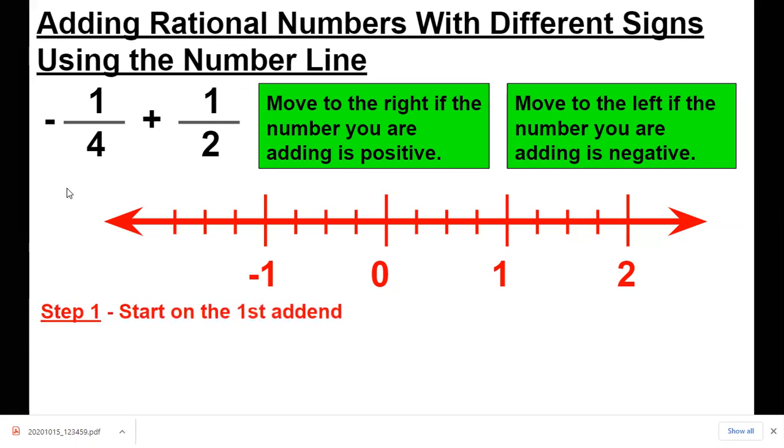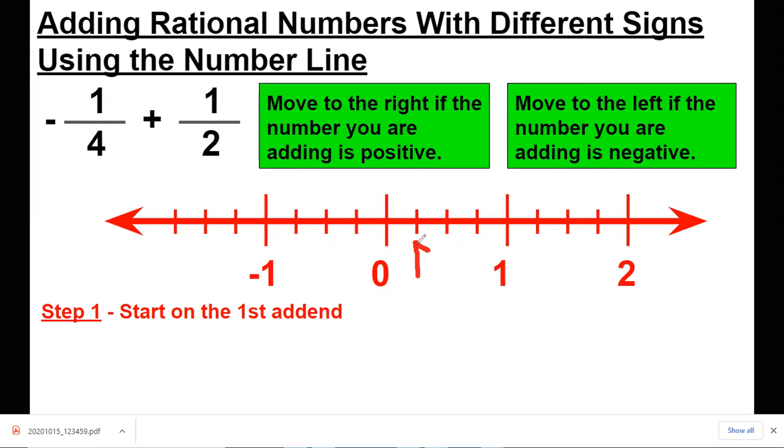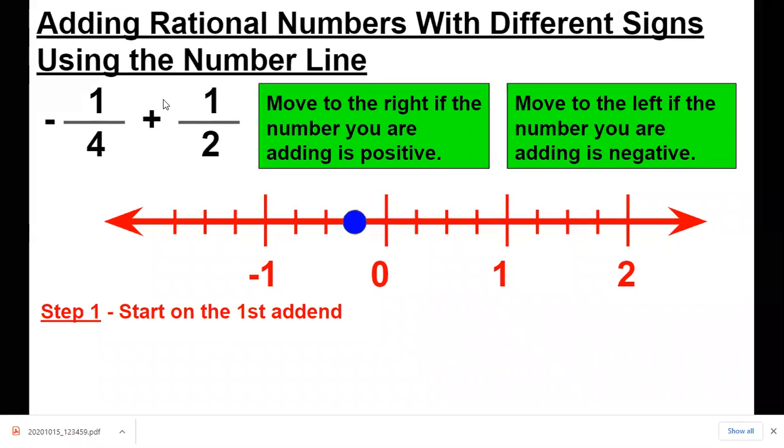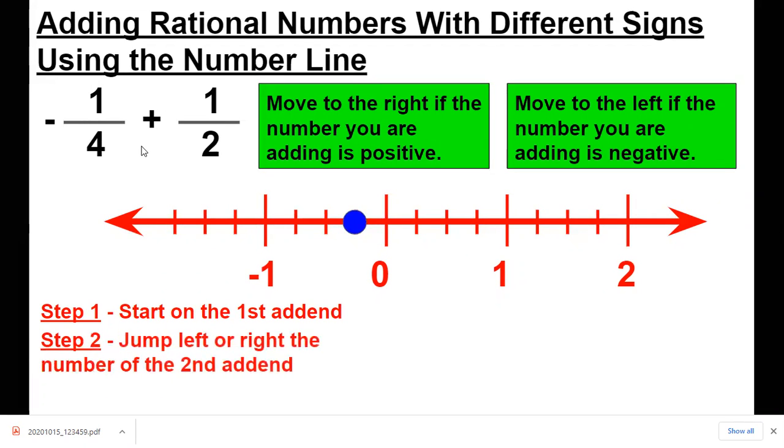Step 1, we're going to start on the first add-in, negative 1/4. Where is negative 1/4? Take a look at our number line. Is it going to be here or is it going to be here? Right, it's going to be to the left of 0 because it's negative 1/4. So let's put our dot on there. Then we are going to jump left or right the number of the second add-in. Since we're adding 1/2 and it's positive, we're going to go to the right. So we have to go 1/2.